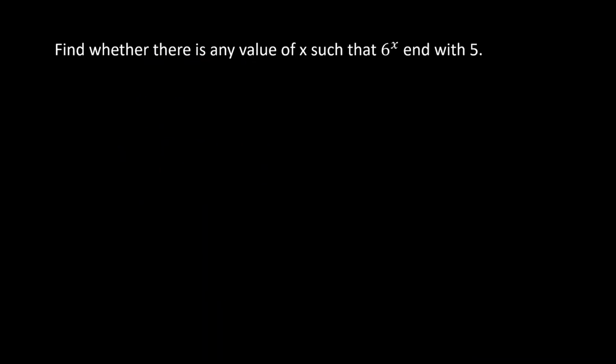Okay, the next question is we have to find whether there's any value for x such that 6 to the power x ends with 5. Now how to do that? If any number ends with a 5, say x5, where x is the tens place, then it should be divisible by 5. The prime factorization should have a 5 somewhere, because without a 5 you won't get a 5 in the ending.